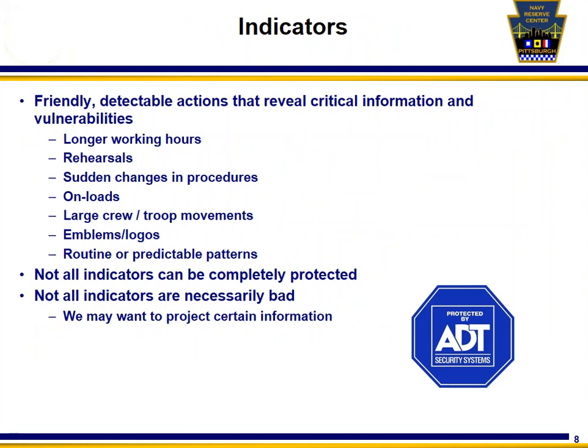Indicators are friendly detectable actions that reveal critical information and vulnerabilities. Examples include longer work hours, rehearsals, sudden changes in procedures, onloads, large crew or troop movements, emblems and logos, and routine or predictable patterns. Not all indicators can be completely protected, and not all indicators are necessarily bad. We may want to protect our critical information.